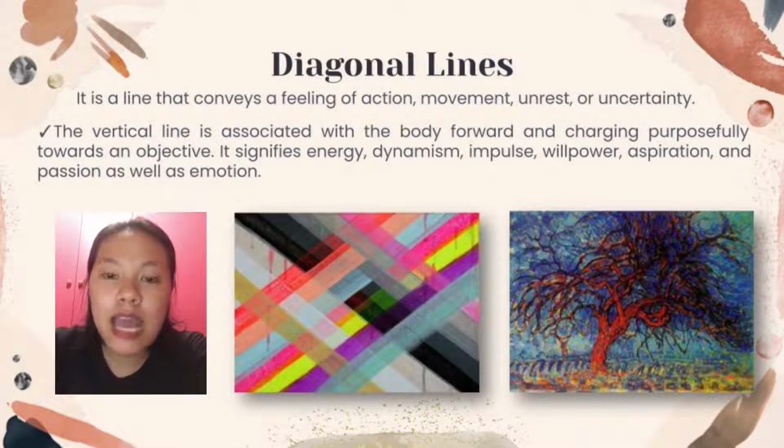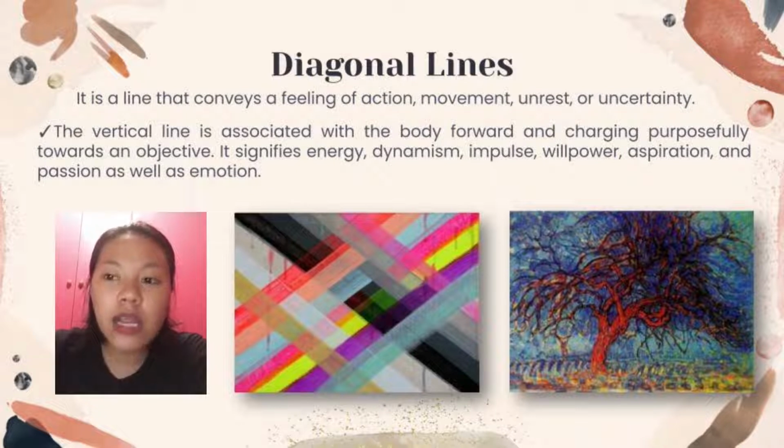Diagonal lines. It is a line that conveys a feeling of action, movement, unrest, or uncertainty. The diagonal line is associated with the body forward and charging purposefully towards an objective. It signifies energy, dynamism, impulse, willpower, aspiration, and passion as well as emotion.